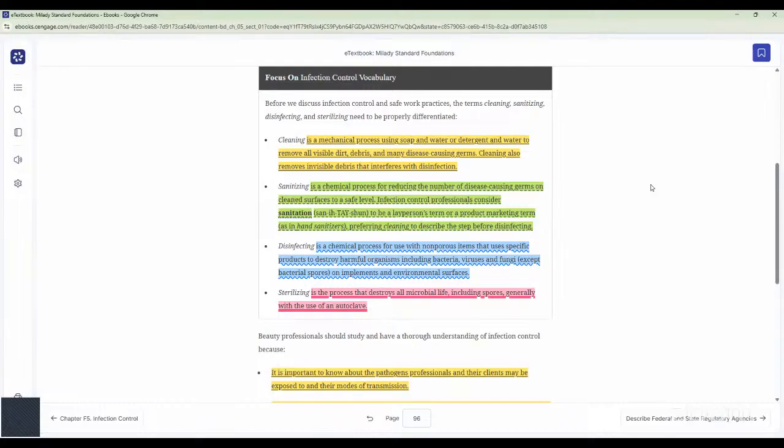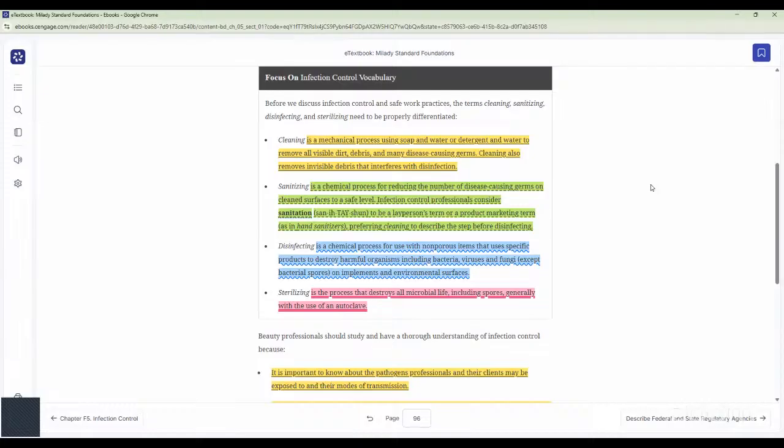Then I want you to think about, what do you do on a daily basis? When you lay down tonight, did I do any cleaning? Did I do any sanitizing? Did I do any disinfecting? Did I do any sterilizing? And you really need to identify what would be considered disinfecting versus cleaning. Once you get that, something clicks, you're able to know the difference between all four.